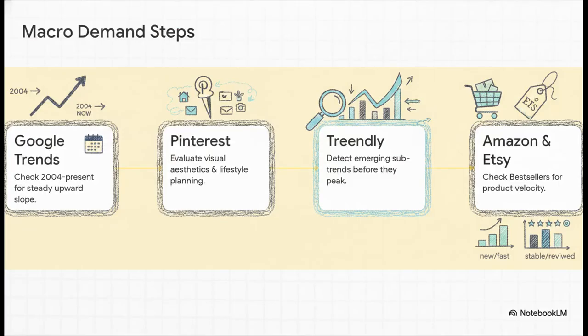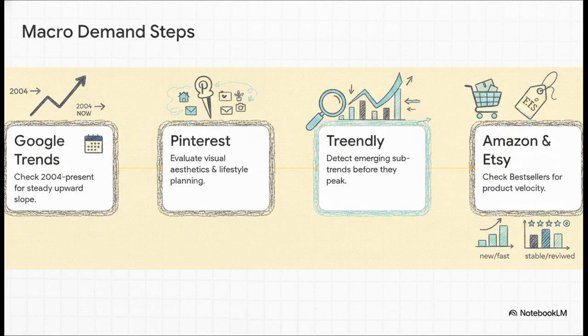Once you have a durable niche in mind, we move into Phase 1, which is mapping the macro demand landscape. You've got to follow these exact steps to make sure your market is on a multi-year upward trajectory. First, hit up Google Trends, but pull that timeline way back to 2004 to present. What you're looking for is a nice, steady, incremental upward slope. Avoid those massive viral spikes.